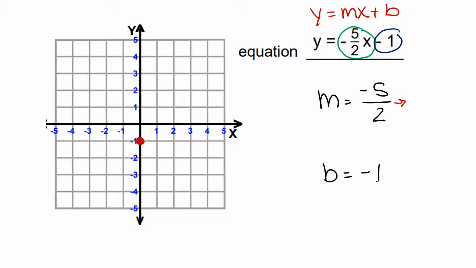My m value is negative 5 over 2, so that tells me I'm going to go down 5, and then always to the right 2. So starting at my negative 1, I go down 5, 1, 2, 3, 4, 5. It goes off the graph, that's okay. And then right 2, 1, 2. Puts it about right here. Then we're going to go the opposite direction. I'm going to go up 5, 1, 2, 3, 4, 5, and then over 2.